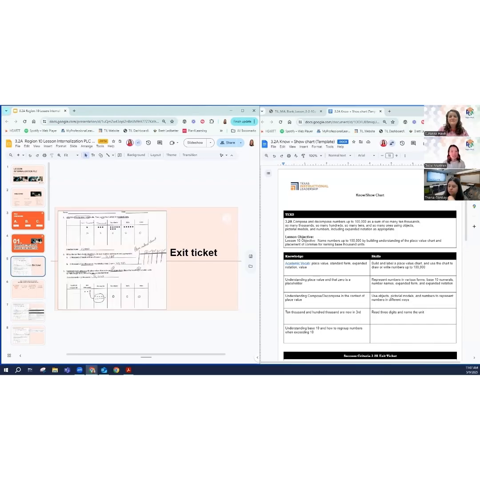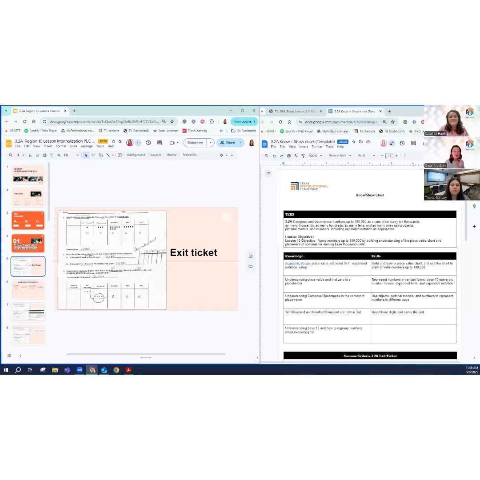Before we jump into this, let's take just 30 seconds and review this exit ticket. Review your exit ticket and your exemplar, and then we'll start having conversation around making connections between the exit ticket and the lesson components, okay? 30 seconds. Okay, everyone good? Great.